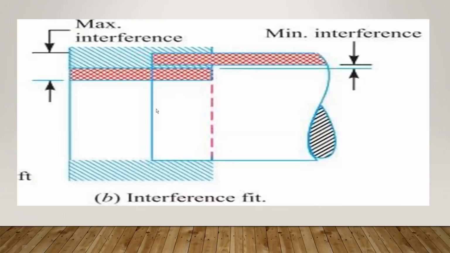So this is the pictorial representation of the interference fit. You can see the maximum interference and the minimum interference of the two fits. So the brown color portion is the interference limits of the hole and the shaft.